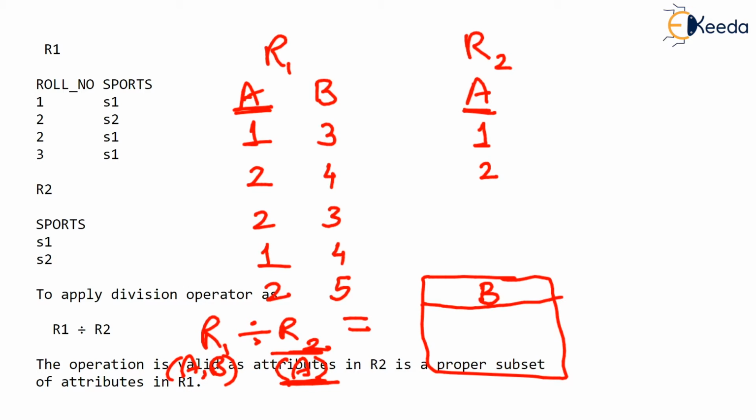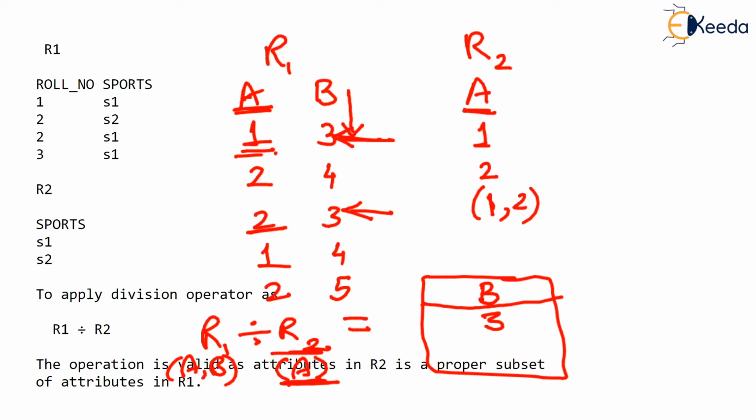But then what are we talking about in B? We will check this B column in R1, and only those tuples of R1 will be shown which are associated with every tuple of R2. So let's take the value of B as 3. Check this. In both these tuples with 3, you can see the associated values are 1 and 2, and indeed those are all the values in R2. That means 3 is such a value under B which is associated with all the tuples. So 3 will be shown.